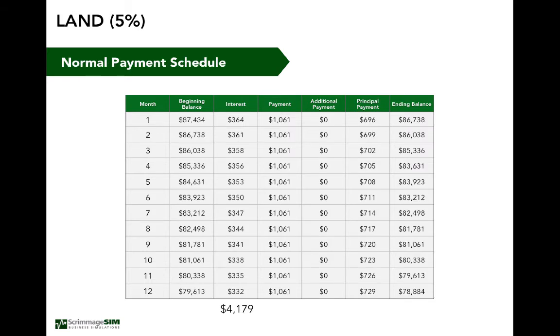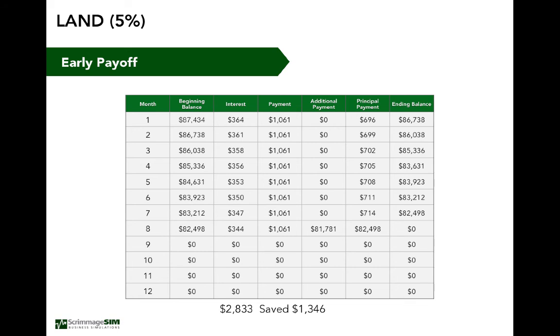The next highest interest rate loan is the loan against the company's land. With the normal payment schedule over the year of the simulation, $4,179 in interest will need to be paid. If this loan is paid off early, for example in August, this will result in an additional savings of $1,346 in interest payments.